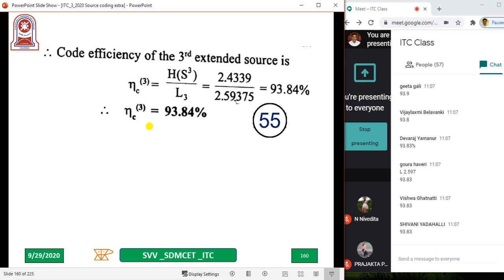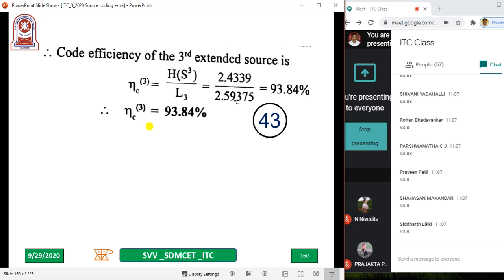93.84 I got. Shivani, all are getting same answer. I'll wait for another 5-6 seconds. Hope all of you are getting the same answer. Parshvinath, Rohan, Shahasan, Siddharth, all are getting 93.8. And Srijana got the same, Devidas got 93.8. Very good, most of you got the same answer.